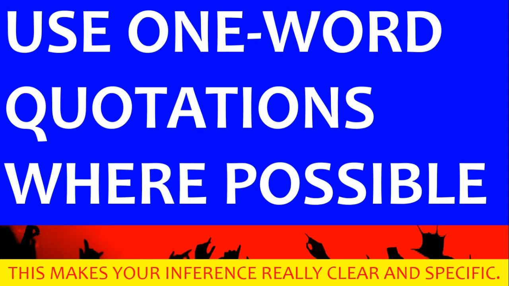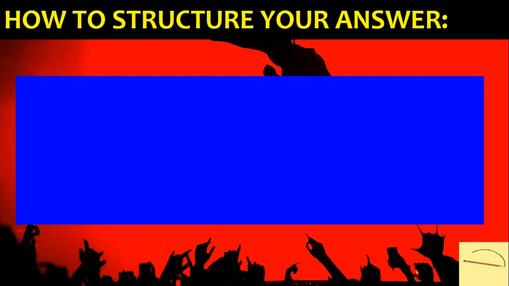Okay, and my other tip is use one-word quotations where possible, because this makes your inference really clear and specific. We don't want a 5 or 6 word quote. We want you to zoom in or focus on one word or one phrase and say, why has that been used? What impression is the writer trying to give you there? You can copy out 5 to 6 word quotes, as long as after you copy out the quote you then focus in on one point when you do your connotation.